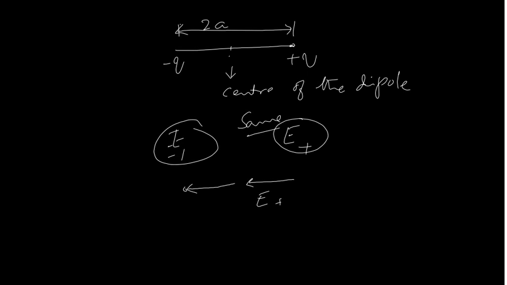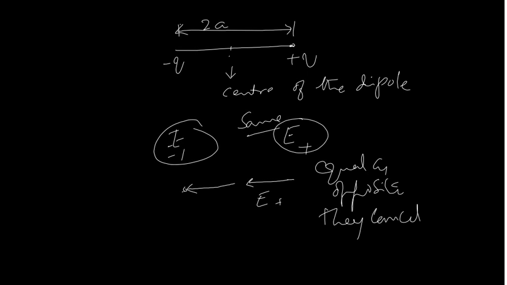So if the field is really coming this way, then the q would be pushed up. Since both are equal and opposite, they cancel. They cancel with each other. Understood?